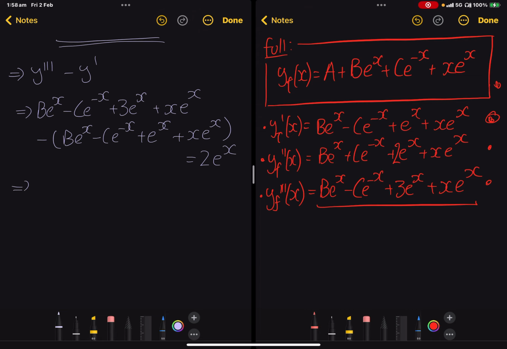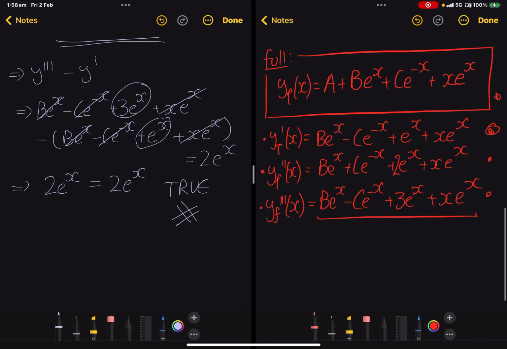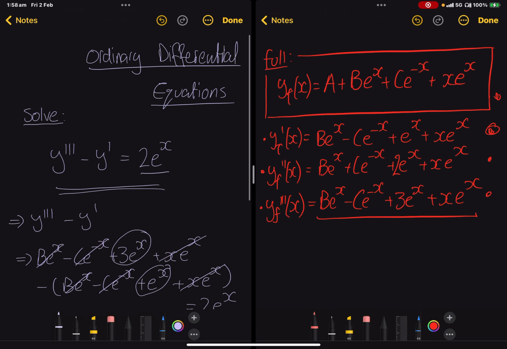So if we simplify this, we have plus b e to the x minus b e to the x. We have minus c e to the minus x plus c e to the minus x. We have 3e to the x minus e to the x, and then we have x e to the x minus x e to the x. 3e to the x minus e to the x is 2e to the x. 2e to the x is equal to 2e to the x. This is true. And this confirms our solution. This confirms that our full solution is a full solution to this particular ordinary differential equation.